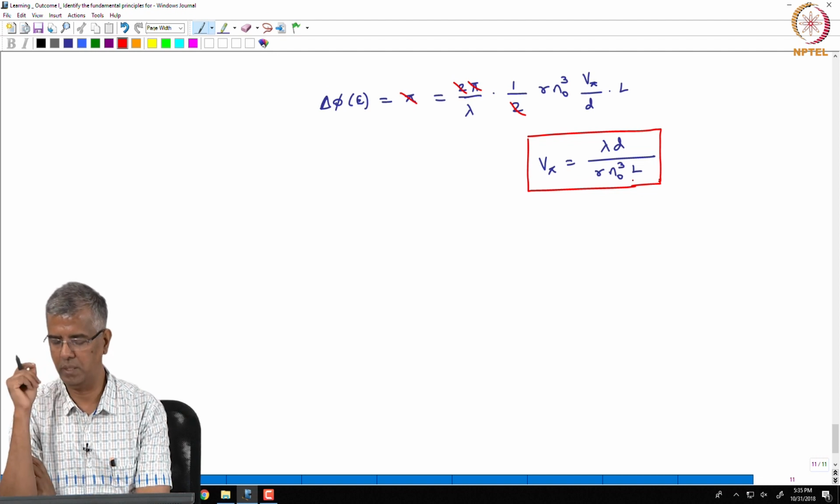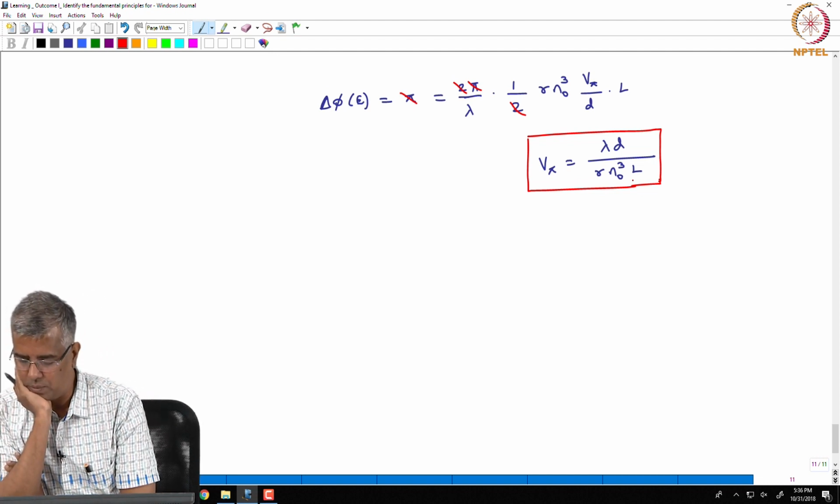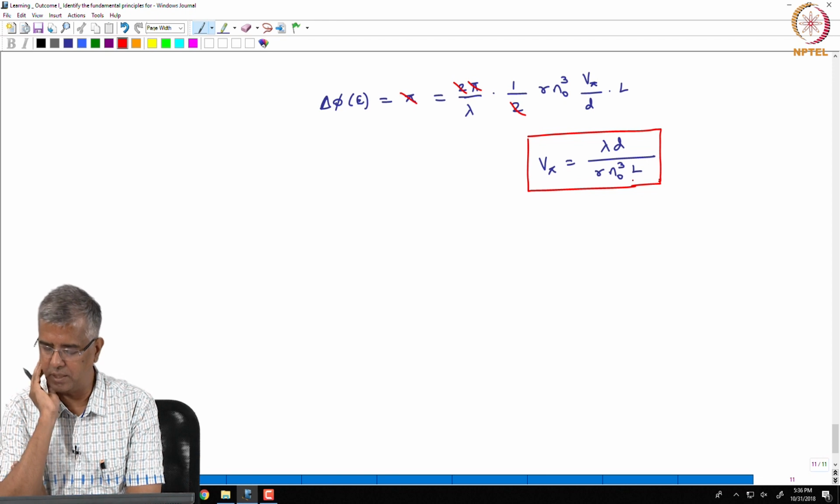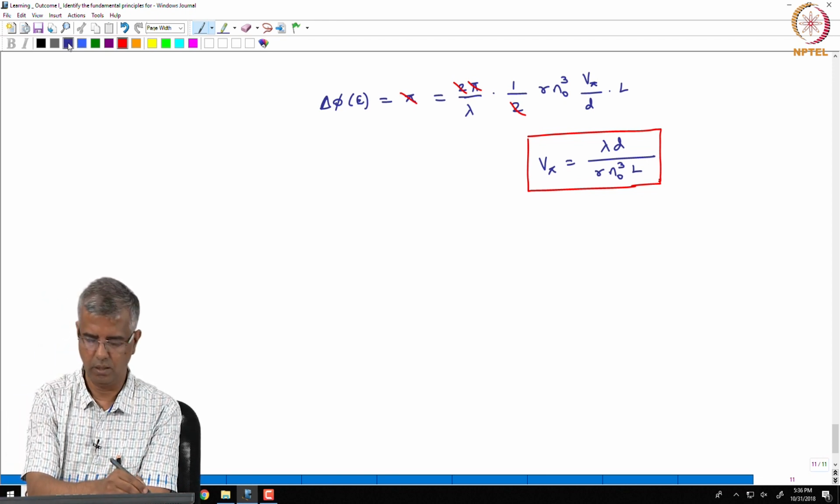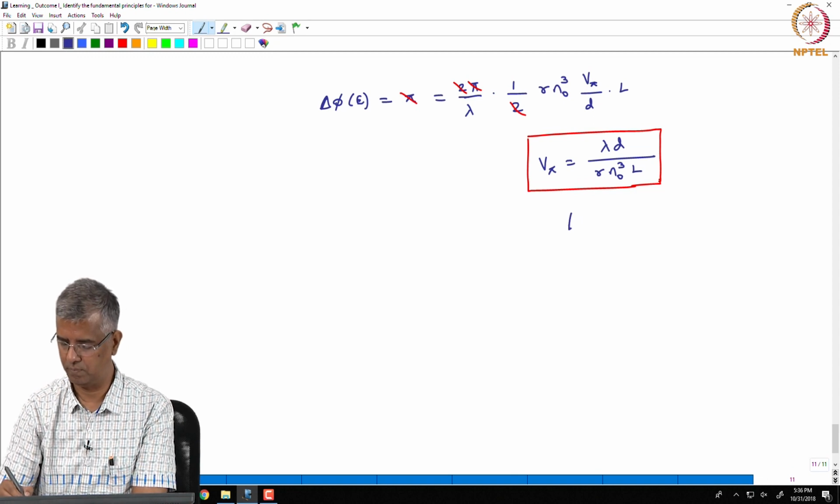So, let us actually throw in some realistic numbers to this. So, let us say we need V pi equal to 5 volt.